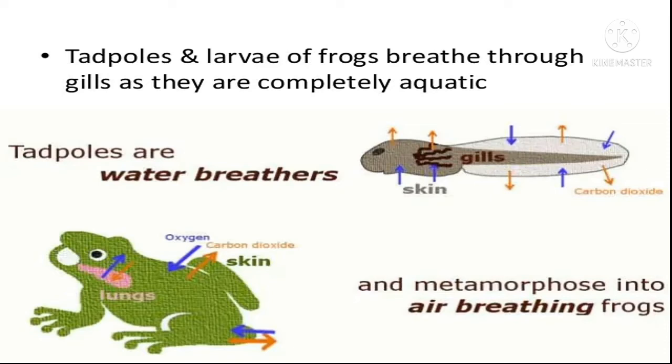Tadpoles are water breathers, and when they metamorphose, the adult frog is an air breather. Tadpoles and the larvae of the frogs breathe through gills as they are completely aquatic, whereas the adult frogs are air breathers.